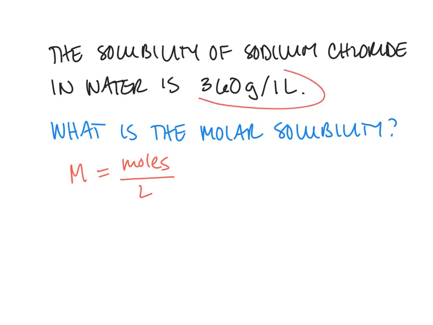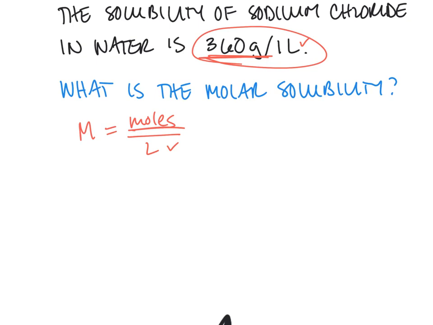Now, if I look at the solubility that I'm given up here, I already have liters, so that's good, but I need to convert my grams into moles so I can get the moles units that I need for my molarity calculation. In order to convert grams into moles, I need my molar mass. So that's my first calculation I'm going to do. I'm going to find the molar mass of sodium chloride. We've done this before. We're going to use our periodic table.